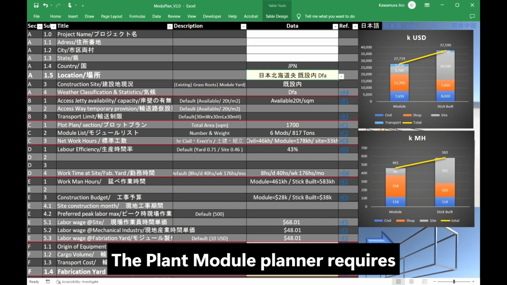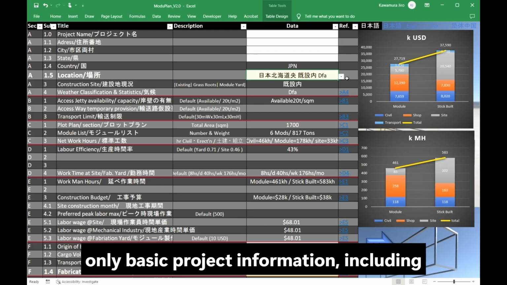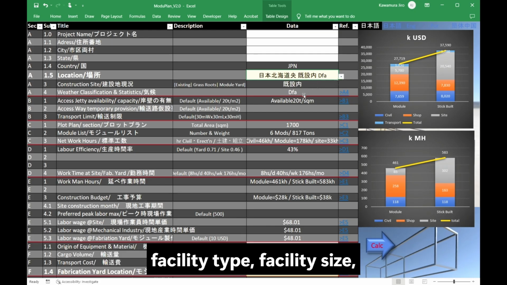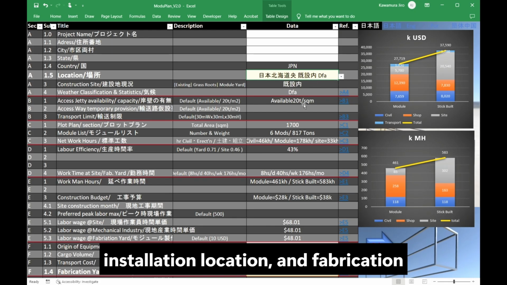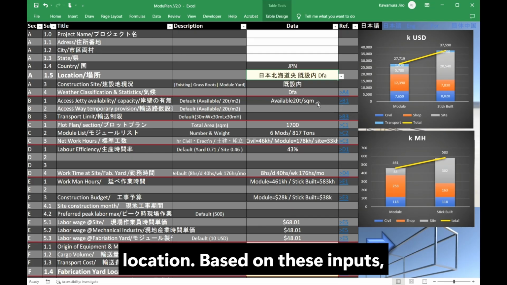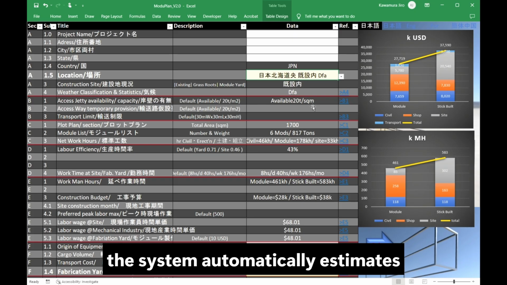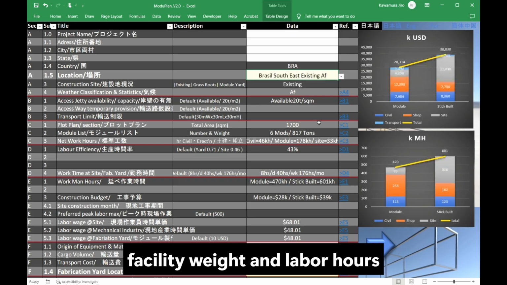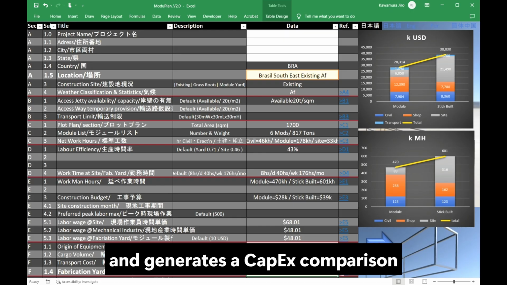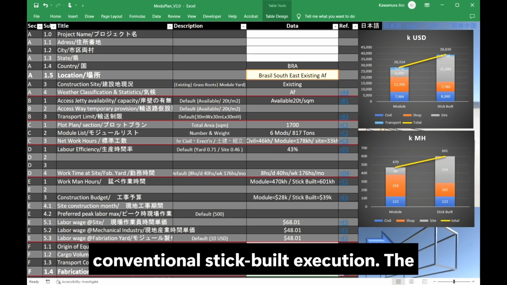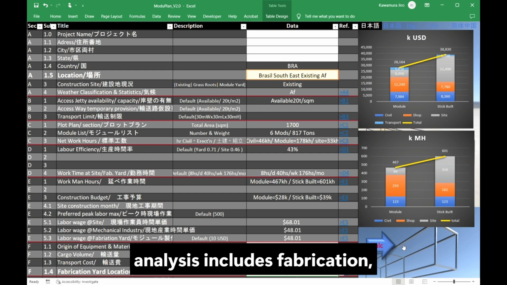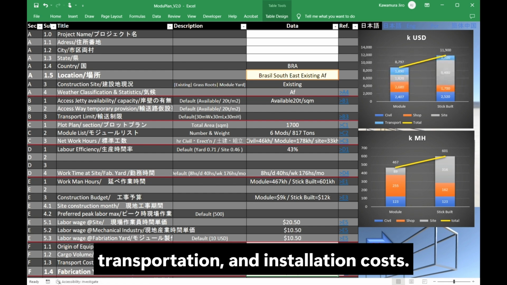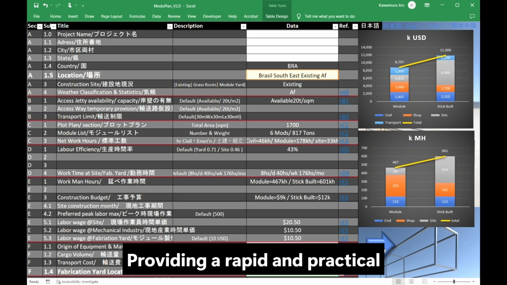The Plant Module Planner requires only basic project information, including facility type, facility size, installation location, and fabrication location. Based on these inputs, the system automatically estimates facility weight and labor hours and generates a CAPEX comparison between modular construction and conventional stick-built execution. The analysis includes fabrication, transportation, and installation costs, providing a rapid and practical assessment of modularization opportunities.